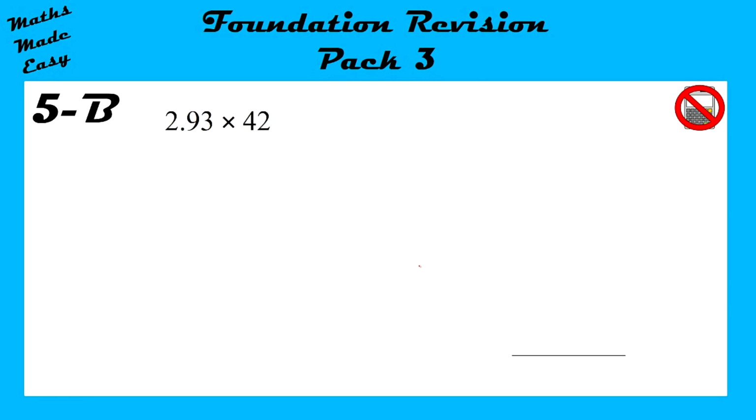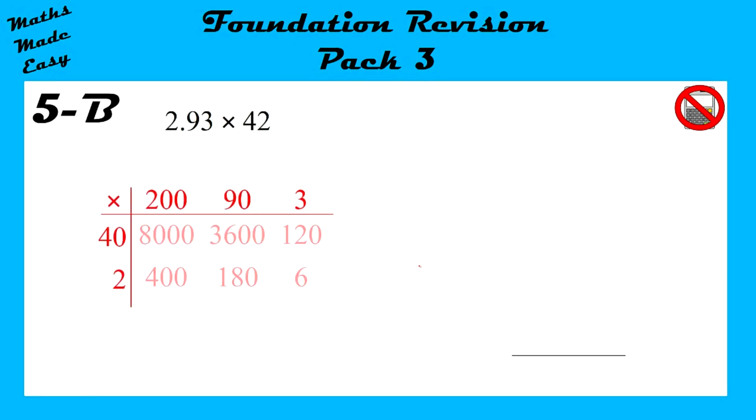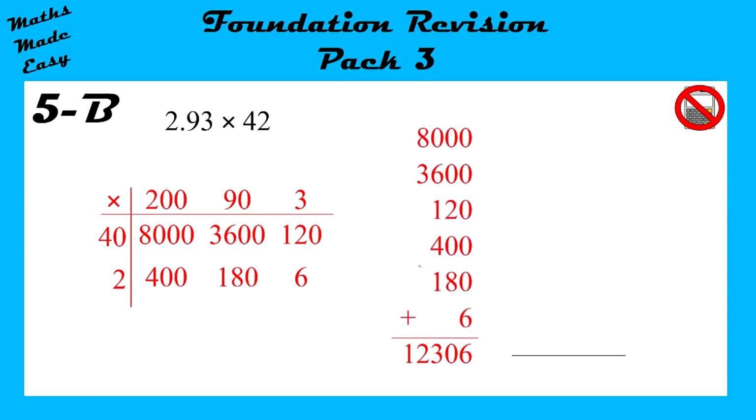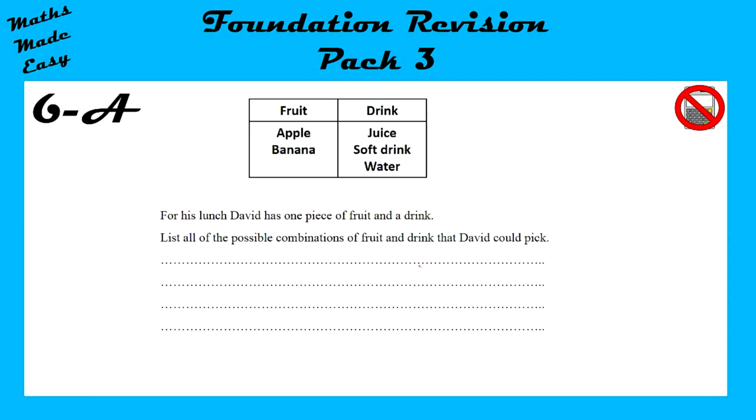5b. Same deal again on this one. I'm going to pretend it's the sum 293 times 42. So I set up my grid multiplication just like this, work out all of my values, add them together, and I get 12,306, remembering that I took out 2 decimal places at the start, so I'm going to put those 2 places back in, and I get 123.06.